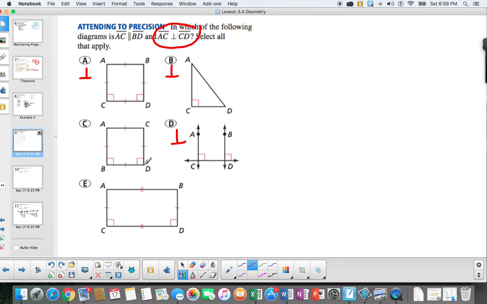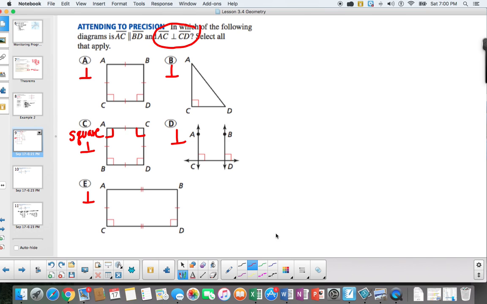AC, CD, I don't have the right angle, but I can see from this picture this is a square. And in a square, I know I have 4 right angles. So I'm going to say yes, I do know I have perpendicular, even though I don't have this symbol there. I know by looking at it, that's what squares do. And then I have AC perpendicular to CD. So we know that all 5 of these have the perpendicular property here.